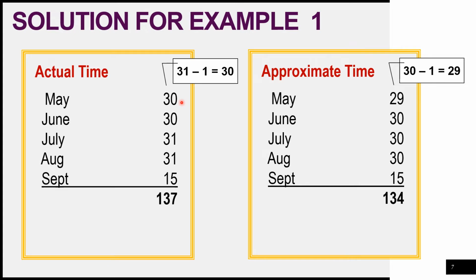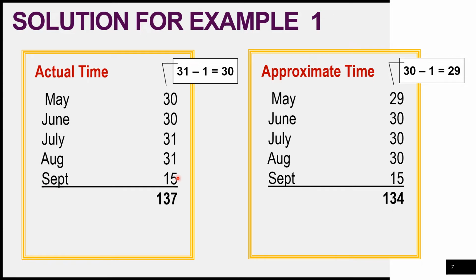Now, for the next succeeding months, we will just write the total number of days for that particular month. In the case of June, we have 30 because if you look at the calendar, there are 30 days for June. For July, we have 31 days. And for August, we have 31 days. Now, for September, which is the last month, we only have 15. It's because our final date is on September 15. Therefore, whatever is the date on the last month should also be reflected as the number of days for the last month for the actual time.